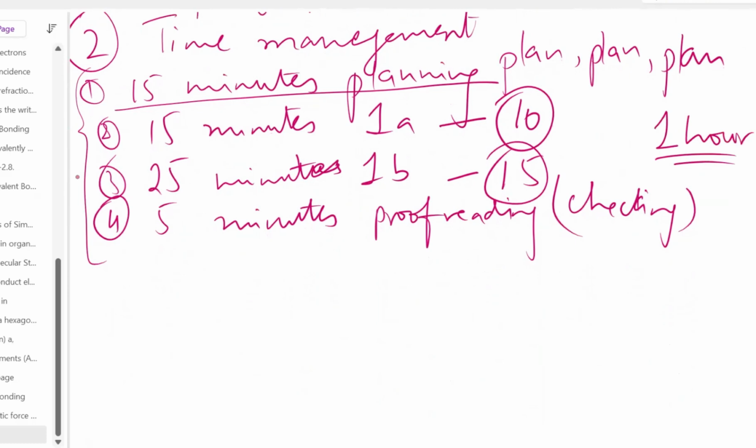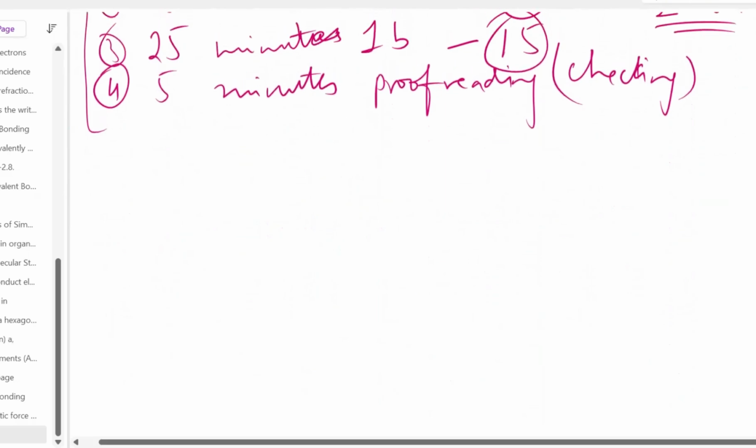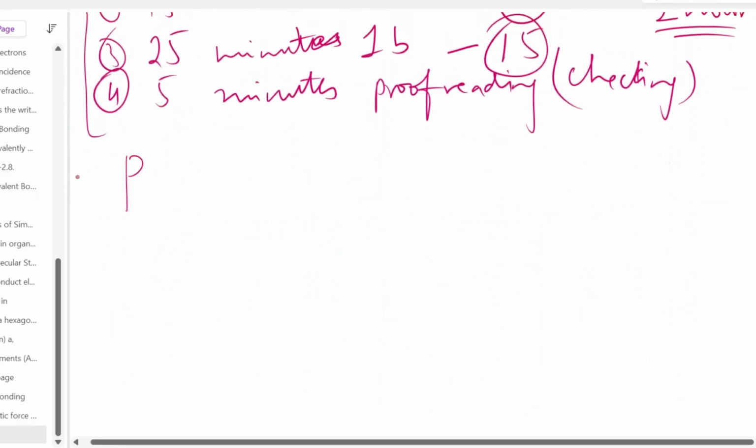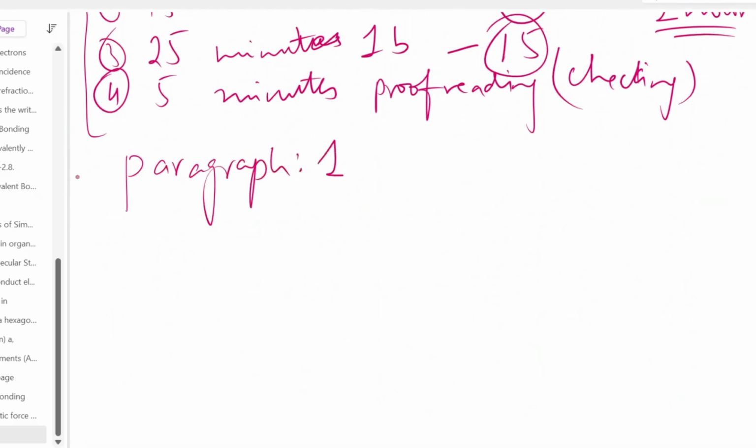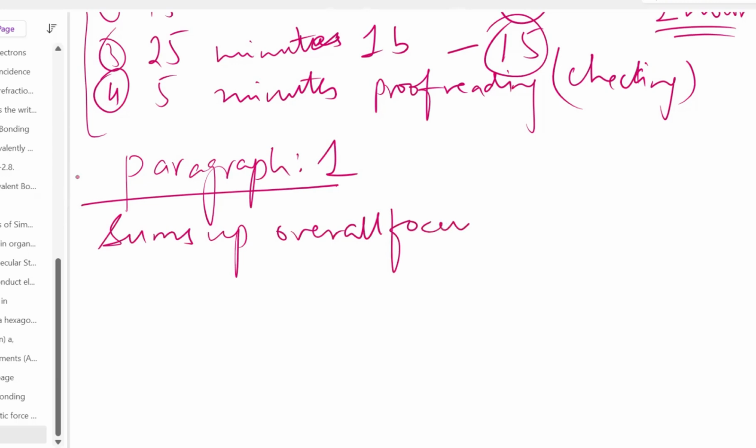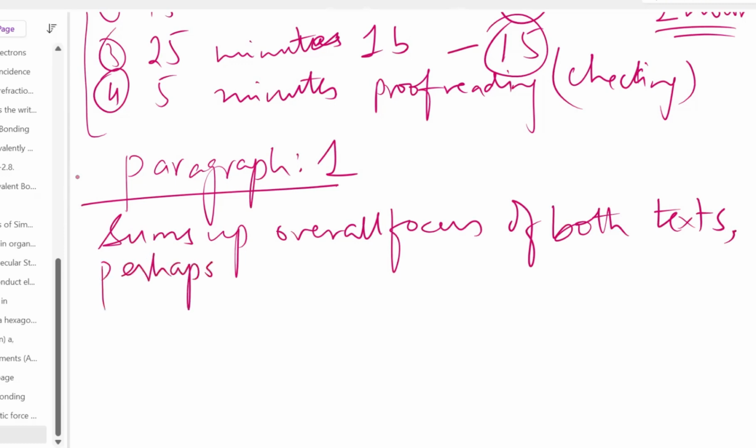Now, the main thing is, when you are giving time to the planning, what are you going to write in each paragraph? So paragraph number 1, let's suppose, will sum up the overall focus of both texts. That means you have to compare both texts, give a reading to both of them, highlight the important points, and then embed those important points in the introduction paragraph, right?